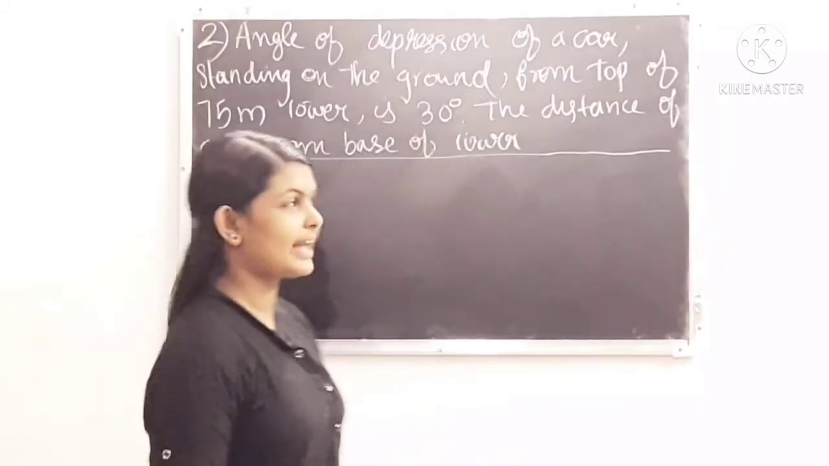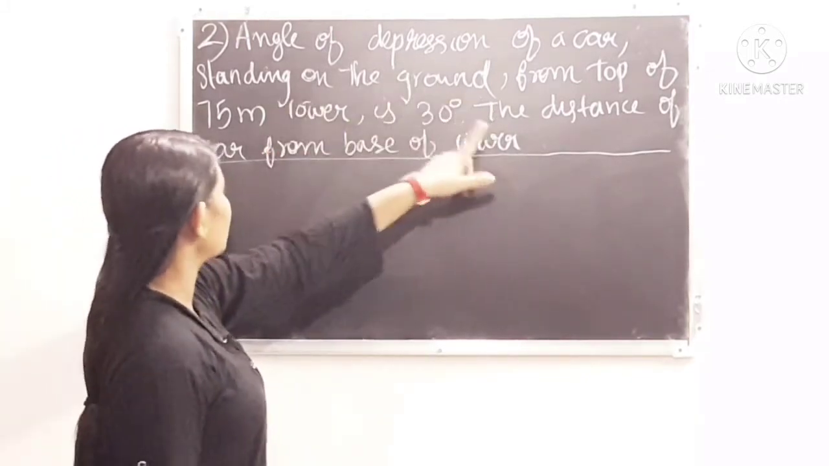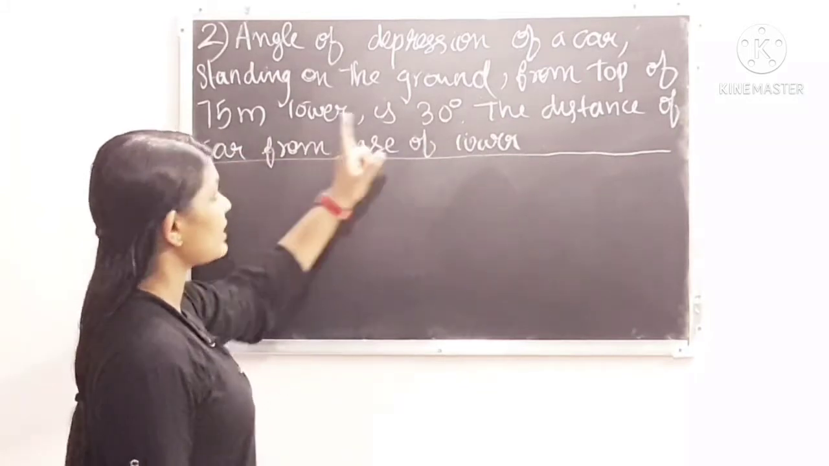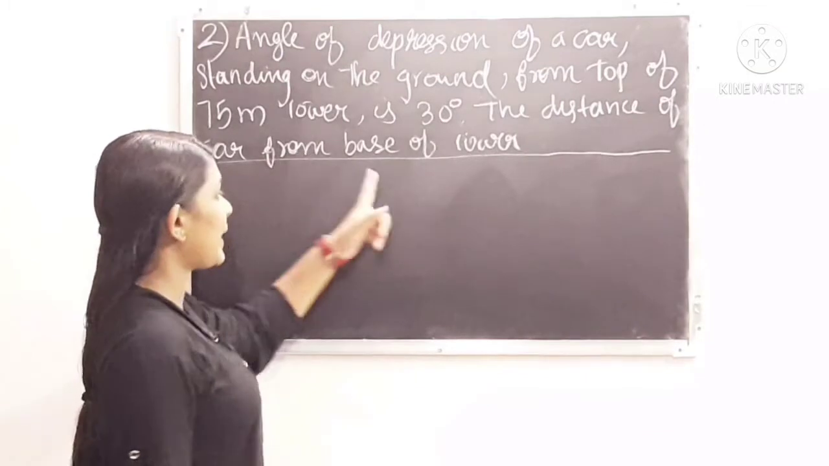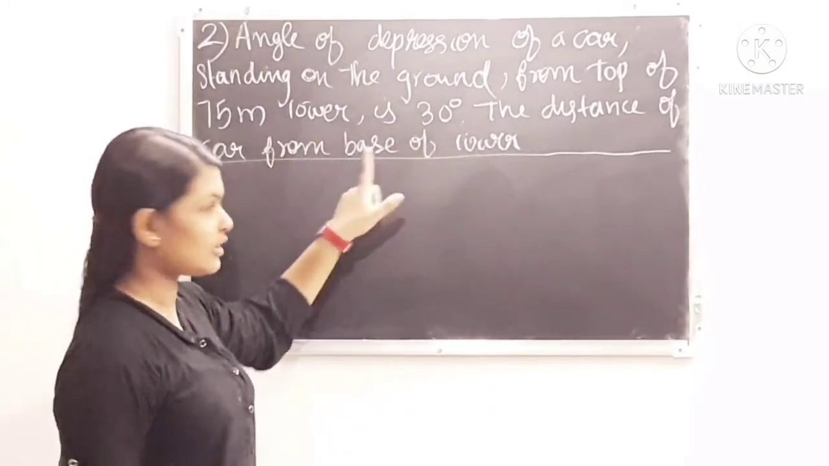Now we can discuss the next question. The next question is: the angle of depression of a car standing on the ground from the top of a 75 meter tower is given as 30 degree. Find the distance of the car from the base of the tower.